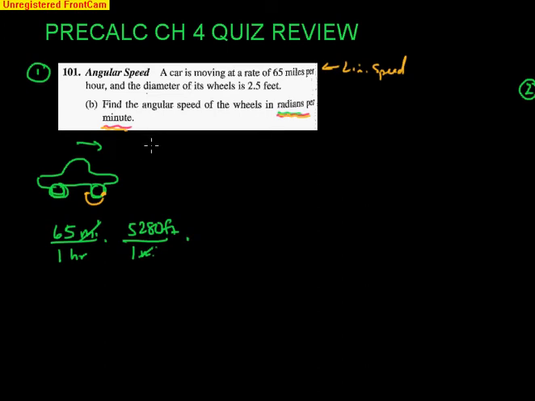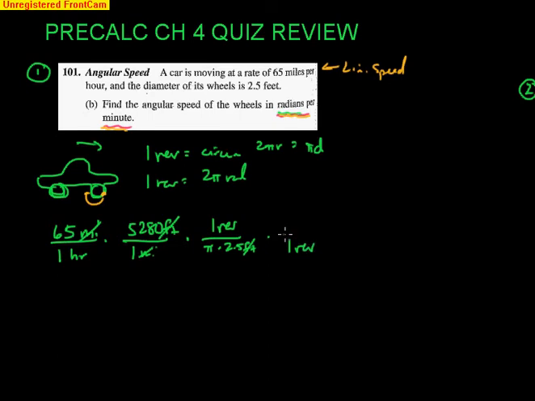Now I will bring in the fact that 1 revolution is the circumference. And I was having you remember 2 pi r, but there's another formula you can use, pi times diameter. 2.5 is the diameter. So pi times 2.5 feet, that is going to be 1 revolution. And now I've taken away the feet, and now I'm in terms of revolution. And then for angular speed, 1 rev is also 2 pi radians. And now my top is in terms of radians.